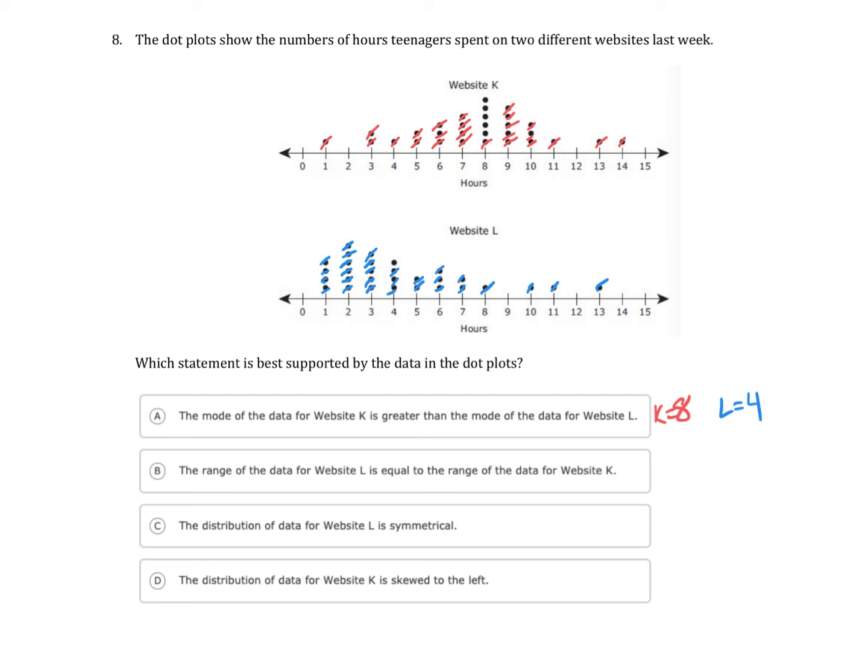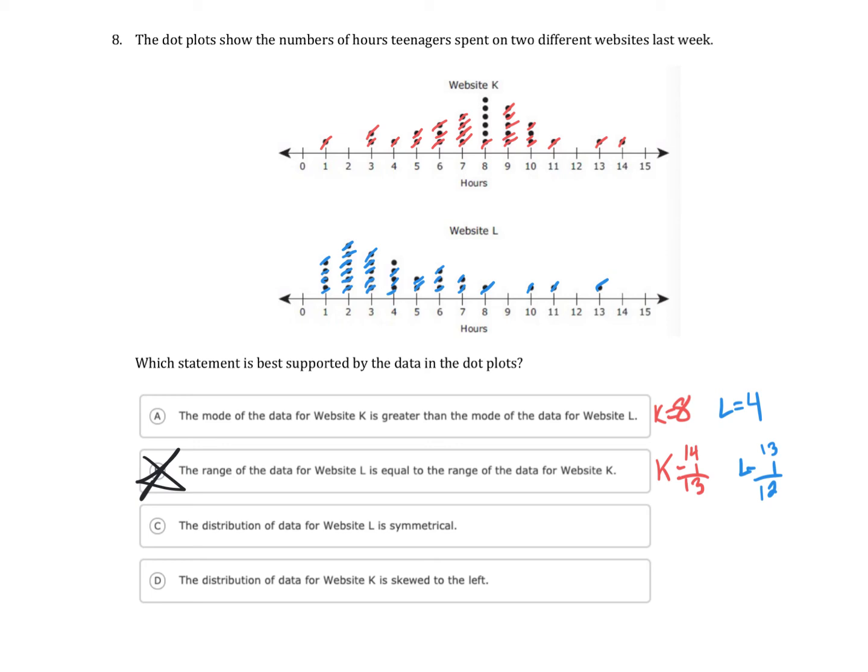B says the range of the data for website L is equal to website K. So range, we do big minus small. So for K, let's do that in red. For K, we will have 14 minus 1, which would be 13. And for L, we would do 13, our biggest, minus our smallest of 1 to get 12. They are not the same, so that cannot be our answer choice.